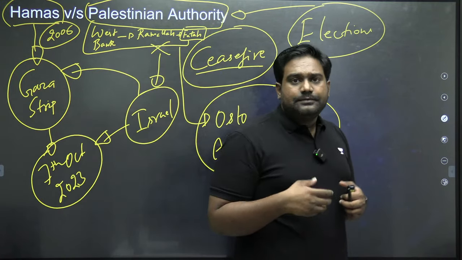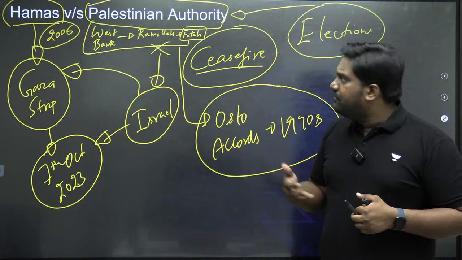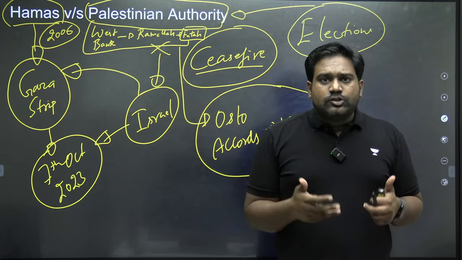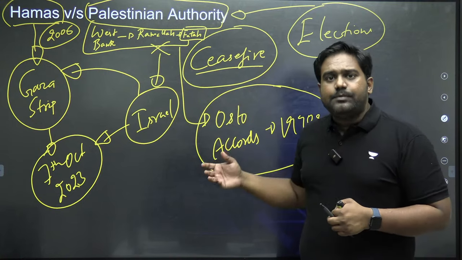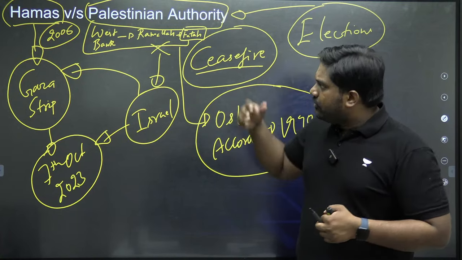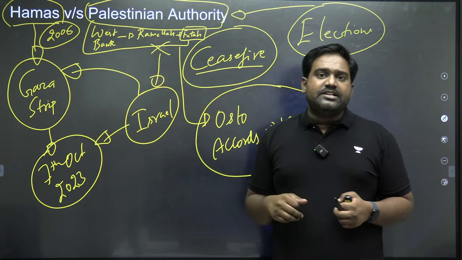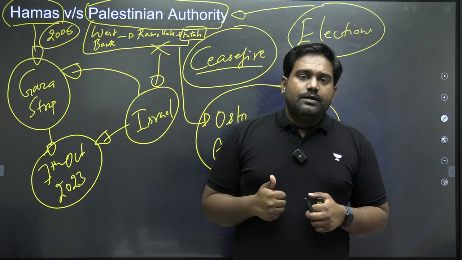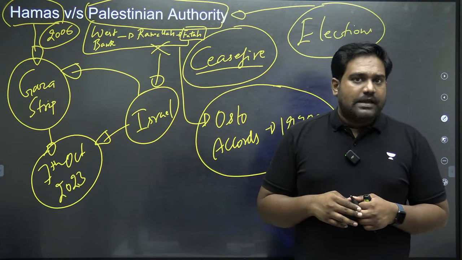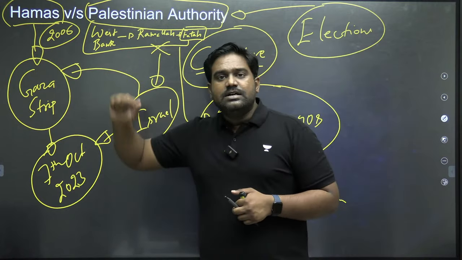Because Palestinians are disillusioned with the way Fatah and Palestinian Authority have been functioning. The Palestinian Authority is heavily criticized for being corrupt, for colluding with Israel and US. Right? But for Israel and US, Fatah and Palestinian Authority are more acceptable. But for them, Hamas is a complete no-no. They would never tolerate Hamas coming to power.